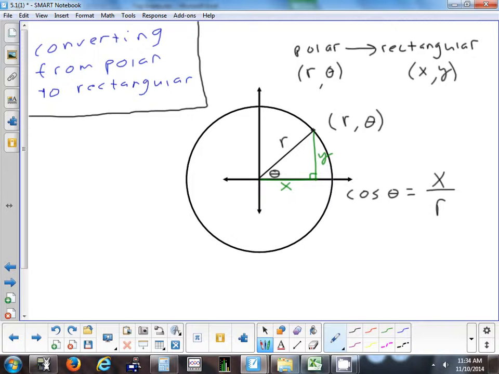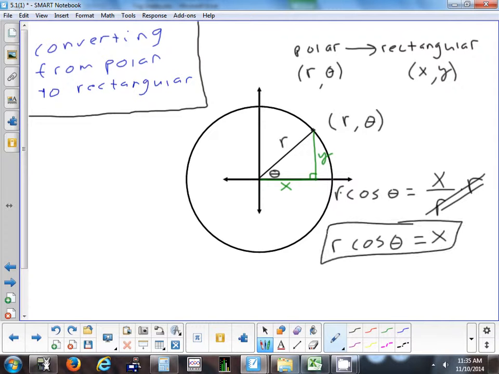Remember, cosine is adjacent divided by hypotenuse. So the side adjacent is x, and the hypotenuse is r. Andrew, how would I get x by itself? Multiply by r. Yeah, just multiply by r. Okay, and here's a formula for x. Take the cosine of your angle, multiply by the radius. And that'll tell you the horizontal part of the coordinate. That's x.